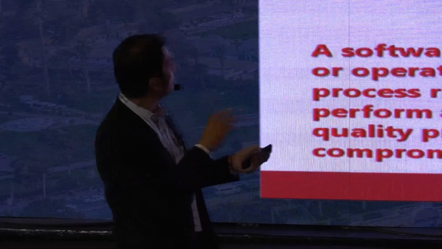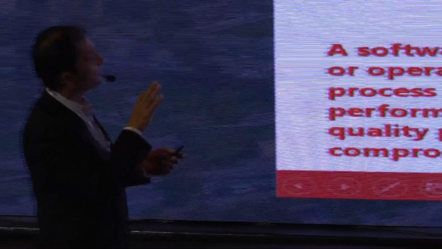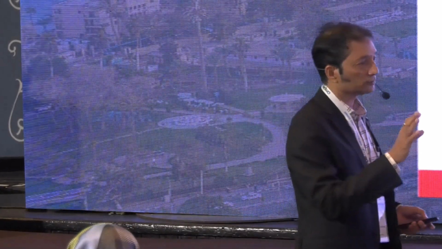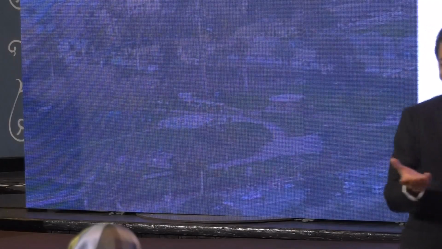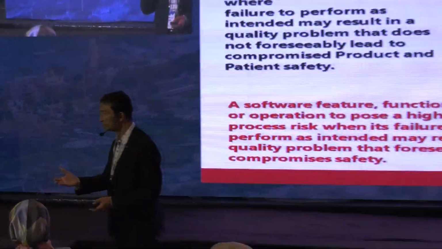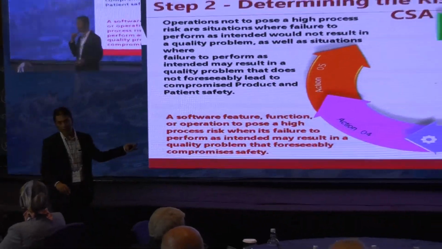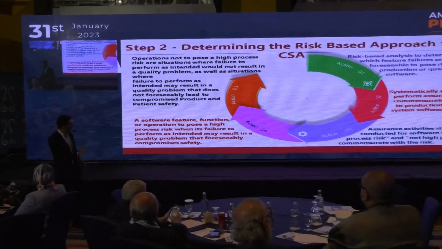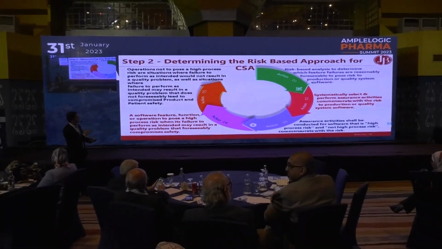So the next step is determining the risk-based approach for the CSA. I don't have to elaborate on this much because everybody is well aware of ICH Q9 for risk assessment, and the principle goes hand in hand here as well. So I don't want to discuss it much. I will just skip this slide.